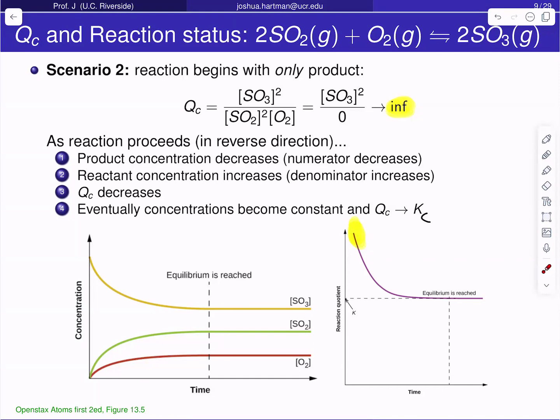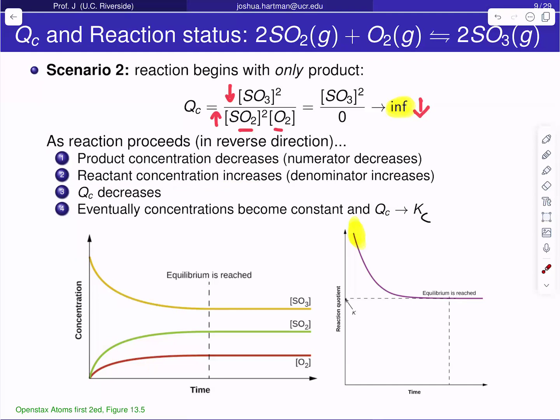And of course, now over here on our concentration plot, we're starting off with some amount of product and we have 0 reactants. And so as this reaction proceeds, product concentration will decrease. We're going to start using up our product. Reactant concentration is going to increase. We're going to start forming more and more reactants. And if we are decreasing product concentration and increasing reactant concentration, then that means we're going to be decreasing our value of QC. It's going to start coming down from infinity.